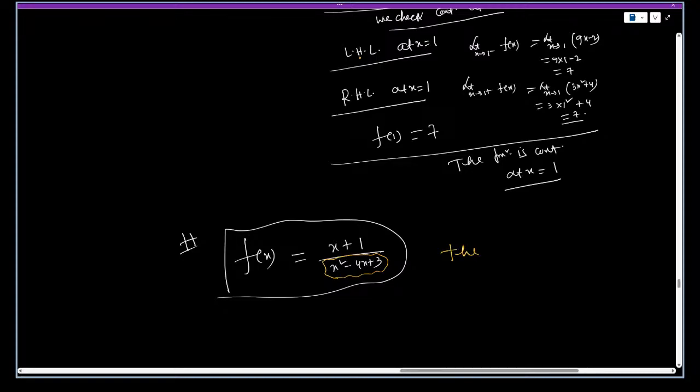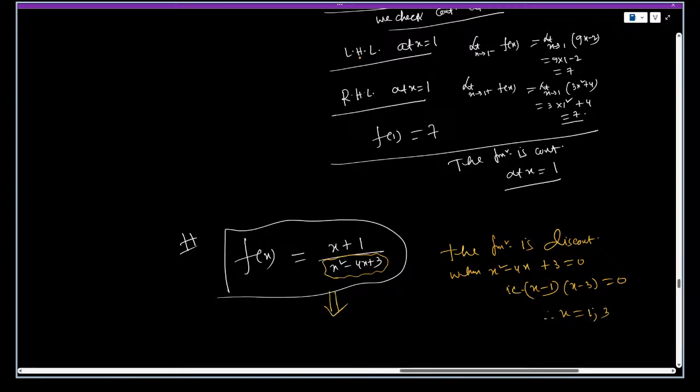The function is discontinuous when x square minus 4x plus 3 equal to 0, that is, x minus 1, x minus 3 equal to 0. So your answer will be, it is continuous everywhere, or continuous for x belongs to R minus these 2 points, isn't it? This way you need to answer.